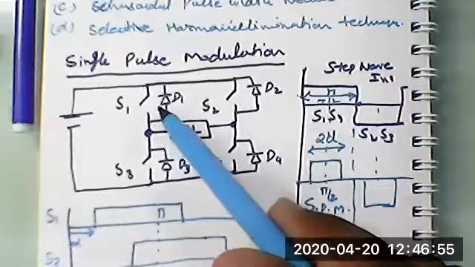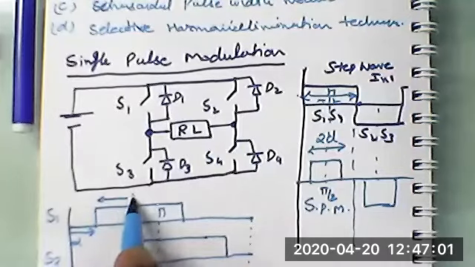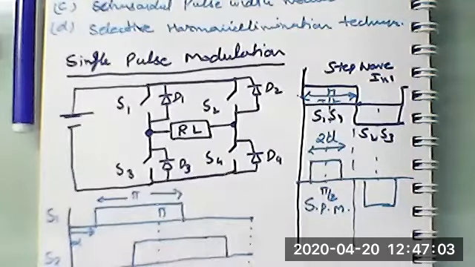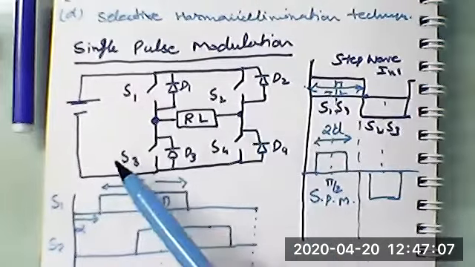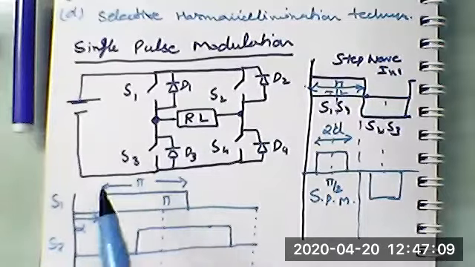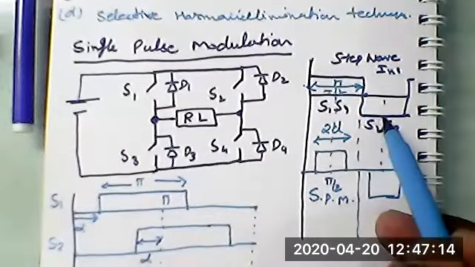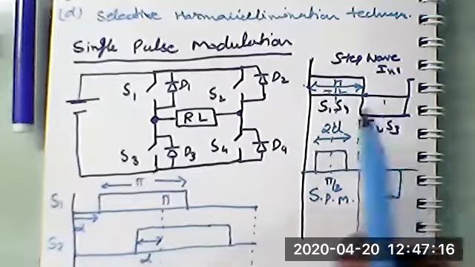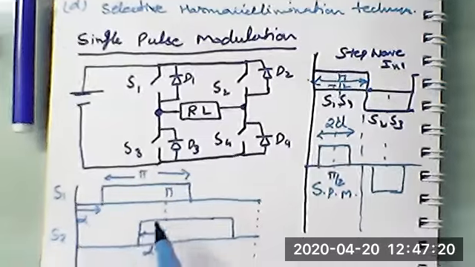delay the firing pulse for S1 by alpha. Duration remains same. This duration is pi. Remains same. And firing pulse of S2 is advanced by alpha. This is alpha. Here you are giving pulse S2 at this after pi. Here you are advancing this. Clear?